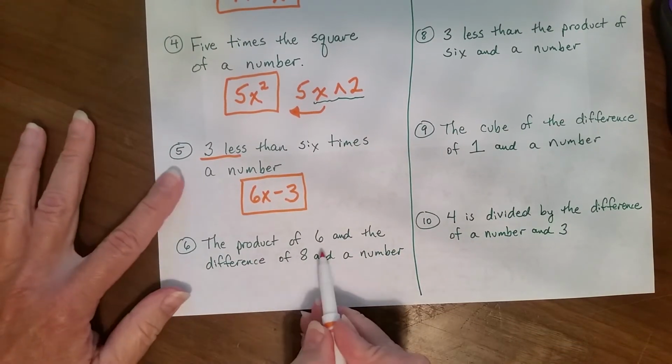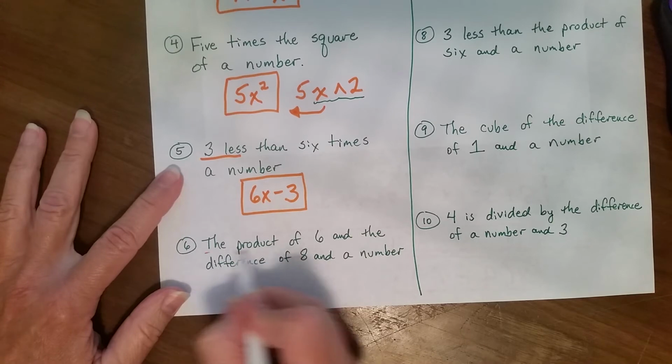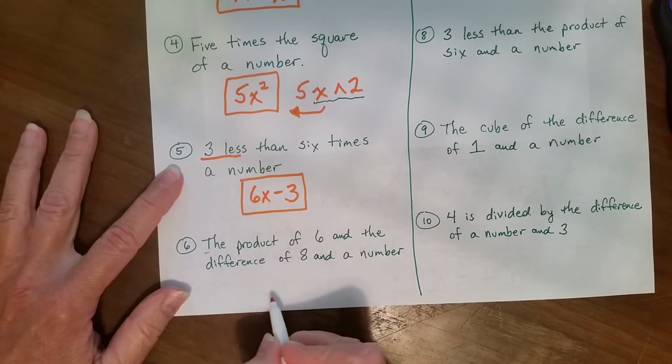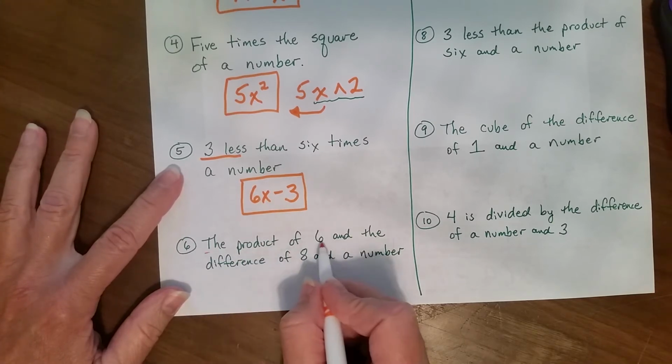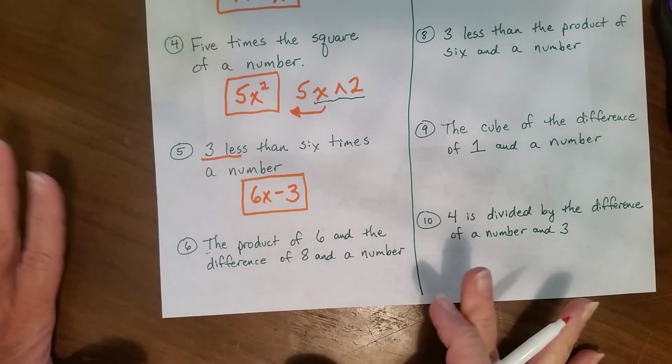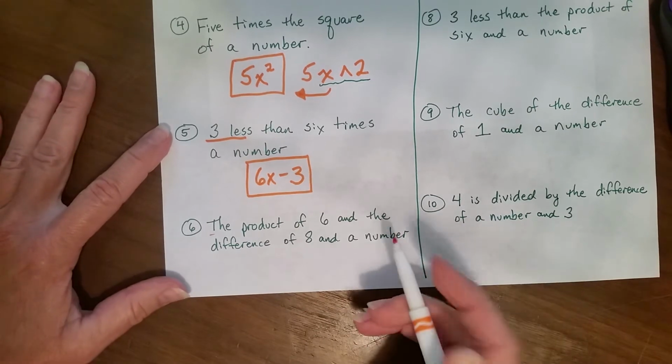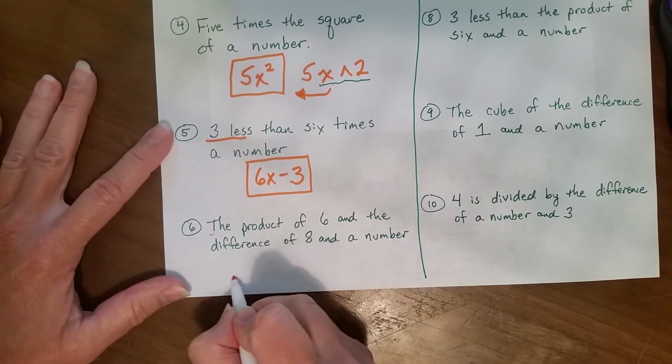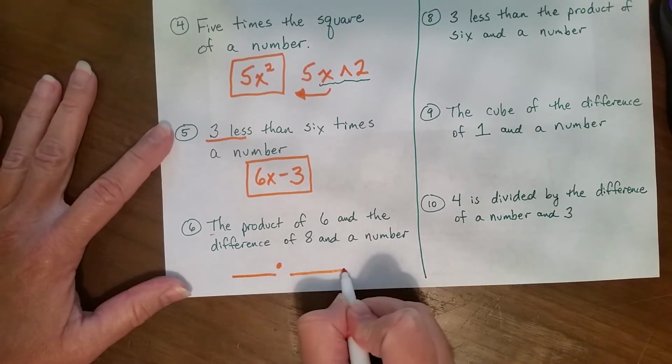Okay, here, the product of. So that indicates I'm going to multiply. The product of 6 and the difference of 8 and a number. Okay, that looks very wordy. Let's break it down. We're looking at a product. So I've got something times something.